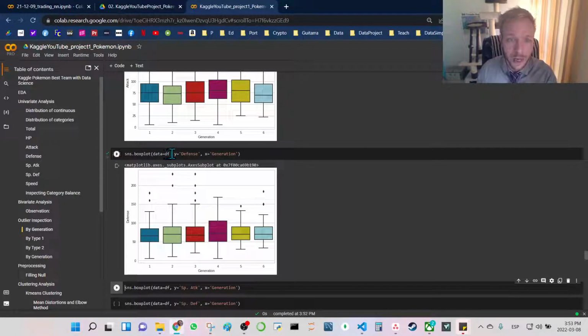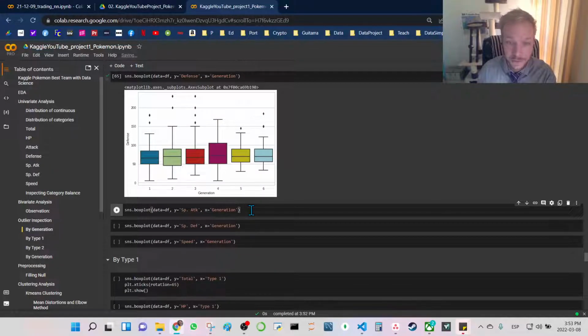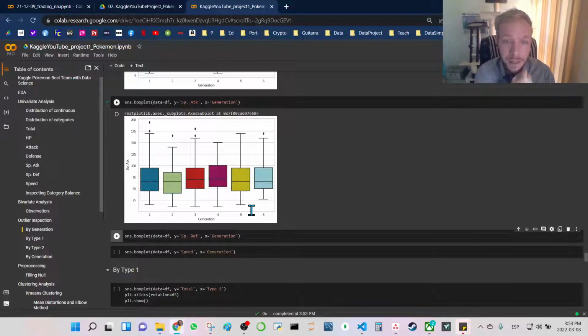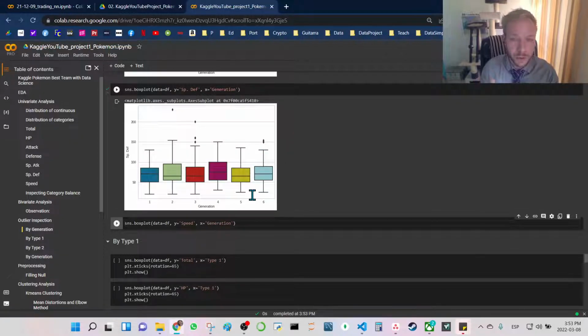Here, y is equal to defense, and we're sorting by the generation. We can see that in almost every generation, except for the 4th, we have some outliers with strong defense. In terms of special attack by generation, generations 1, 2, 3, and 6 have significant outliers, although not extreme like we saw in the HP column. They're existent, but not so extreme. We want to note these and be aware of this. It depends on what we're going to do, but we might not need to change these in any real sense.